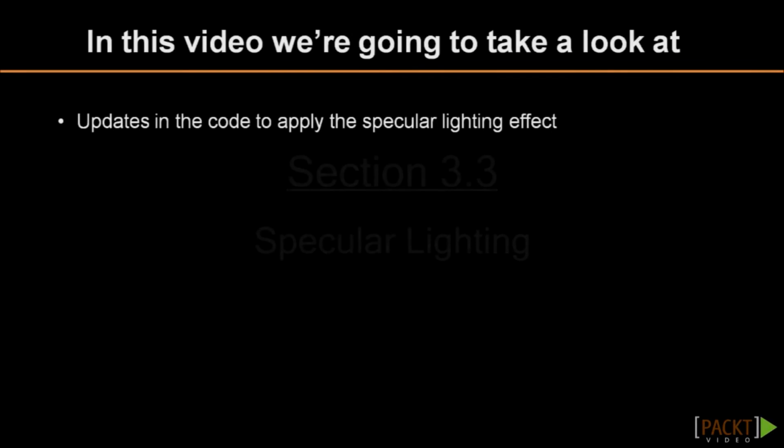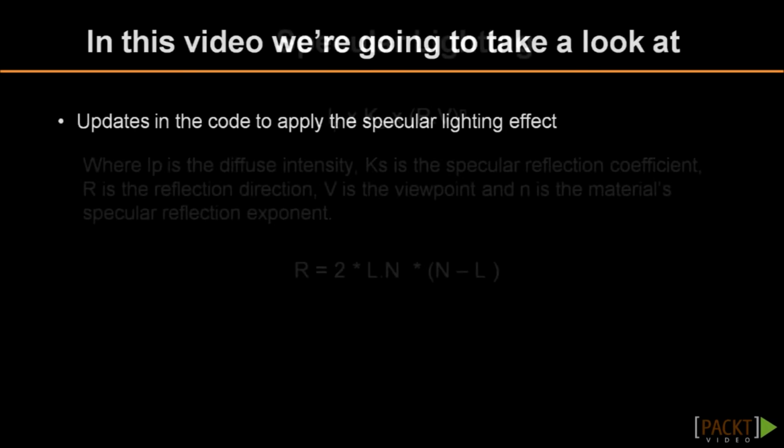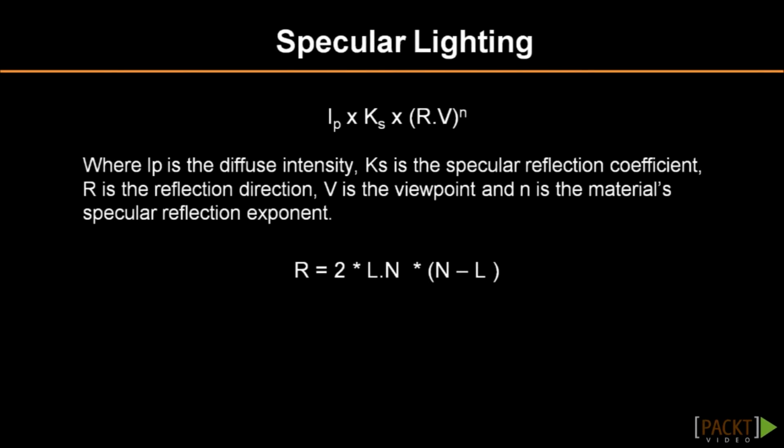Hello everyone, in this video we will be learning about specular lighting as well as updating our code further. Specular reflection is shown when a light hits a shiny surface, as some of the light is reflected to the viewpoint. The specular reflection depends on the incident angle between the light source and the surface, which is usually between 0 and 1. The equation for this can be seen here, where IP is the diffuse intensity, Ks is the specular reflection coefficient, R is the reflection direction, V is the viewpoint, and N is the material specular reflection exponent.